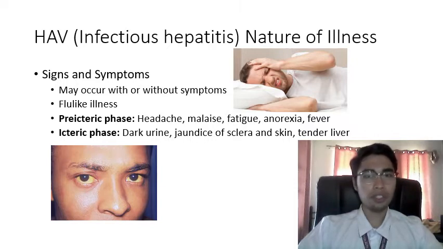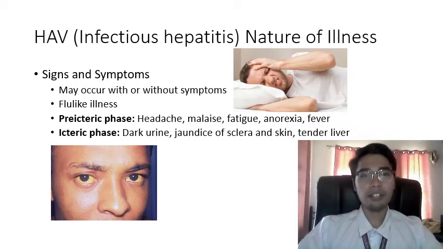Okay, what is the nature of illness of hepatitis A? The signs and symptoms may occur with or without symptoms. Flu-like illness, this is what they experience. In the pre-icteric phase, icteric means jaundice, basically the start of jaundice. So before the jaundice phase, or pre-icteric phase, the patient will feel headache, malaise, fatigue, anorexia, and fever.